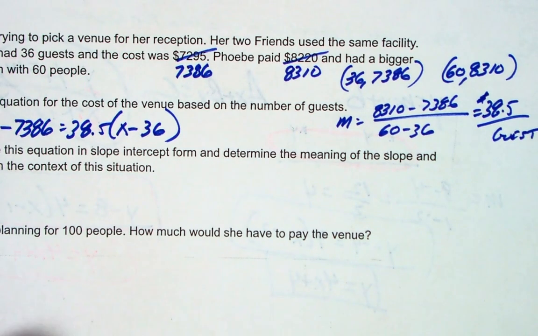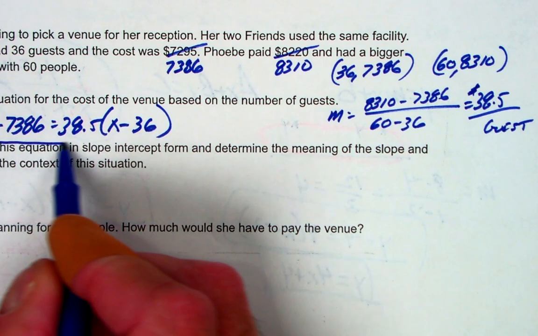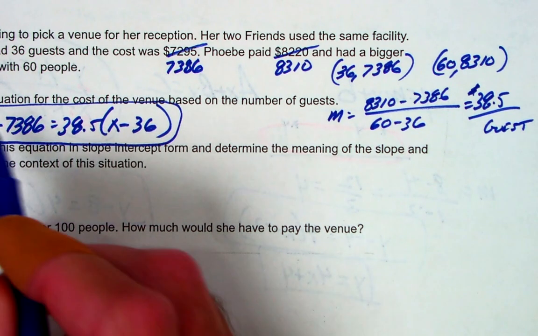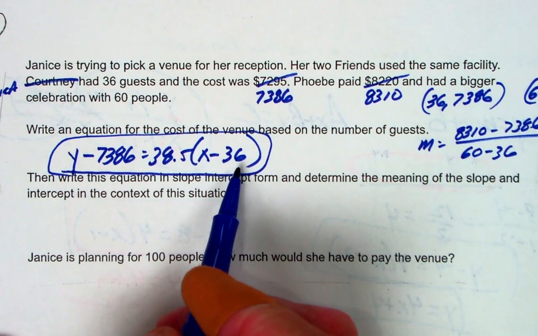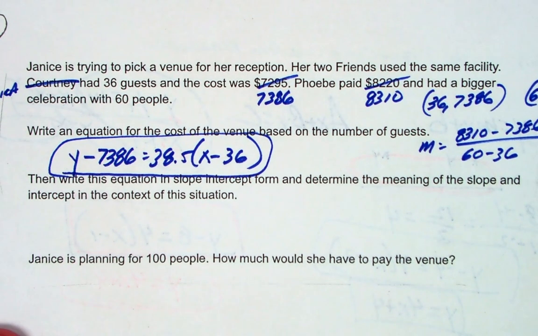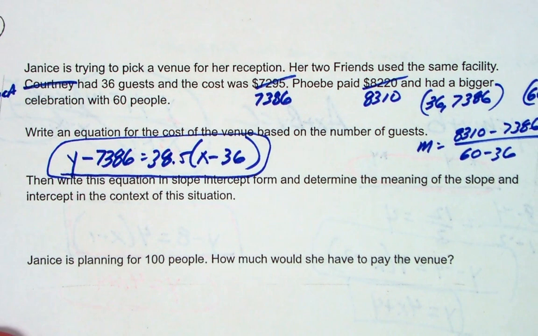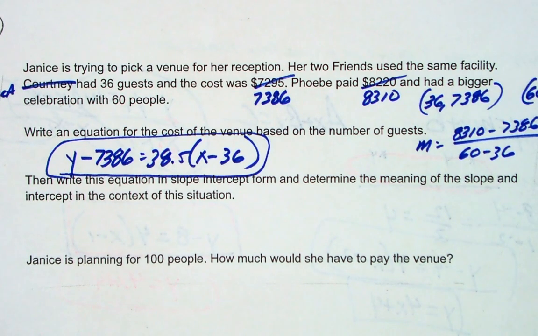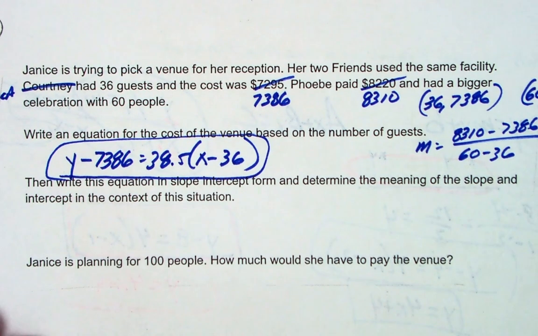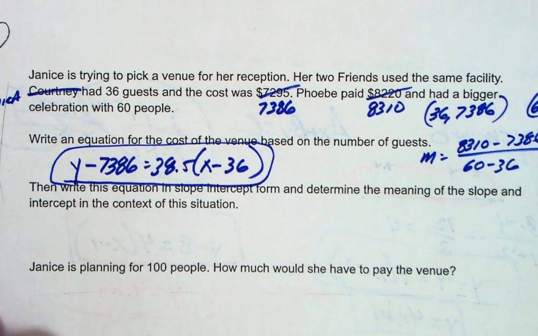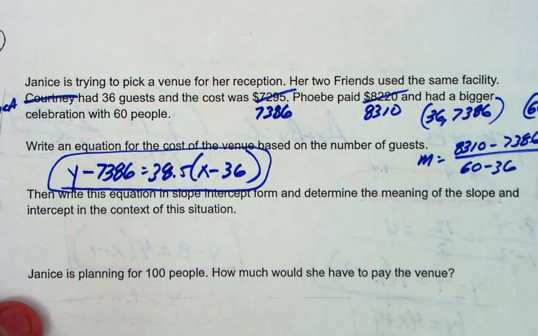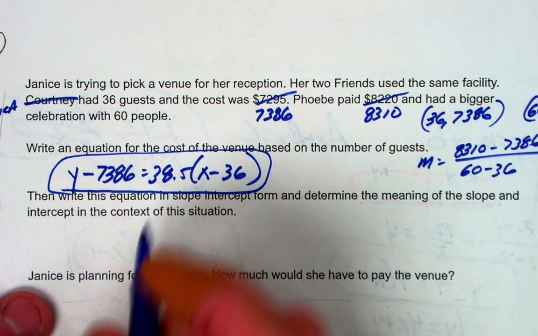Okay. So here's what I've got so far. You might have the other point. I got y minus 73.86 equals 38.5 times x minus 36, because 36 guests yielded 73.86. So what am I going to have to do to put it in slope-intercept form? What's the first thing I've got to do? Not yet. I've got to do something else before I add. I've got to distribute. Add 73.86, get y by itself, get it in slope-intercept form if you haven't done so already. Okay?